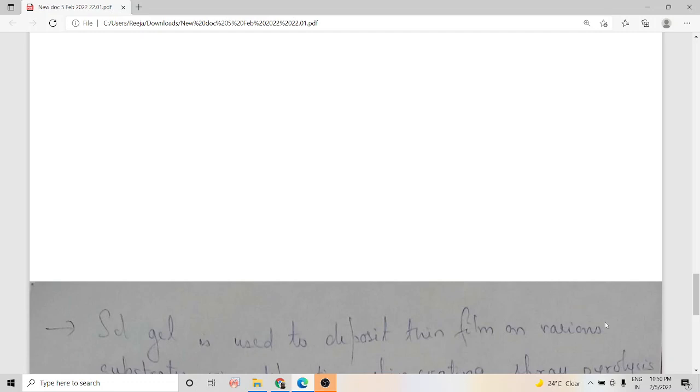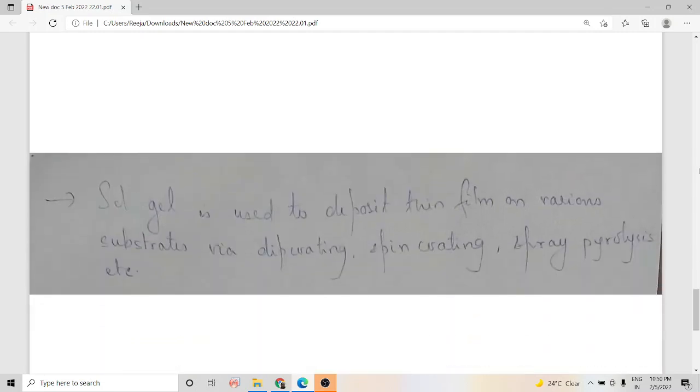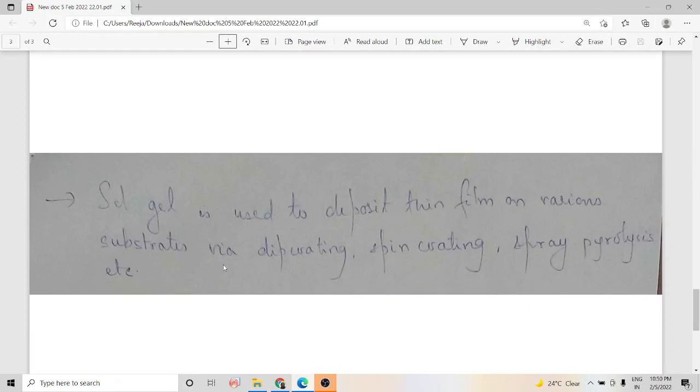This method can also be used for the synthesis of nanofilms, thin films. I meant the sol gel technique can be used. For the formation of thin films on substrates, we use methods like dip coating, spin coating, spray pyrolysis, etc. The sol gel can be used to deposit thin films on various substrates via dip coating, spin coating, spray pyrolysis, etc.